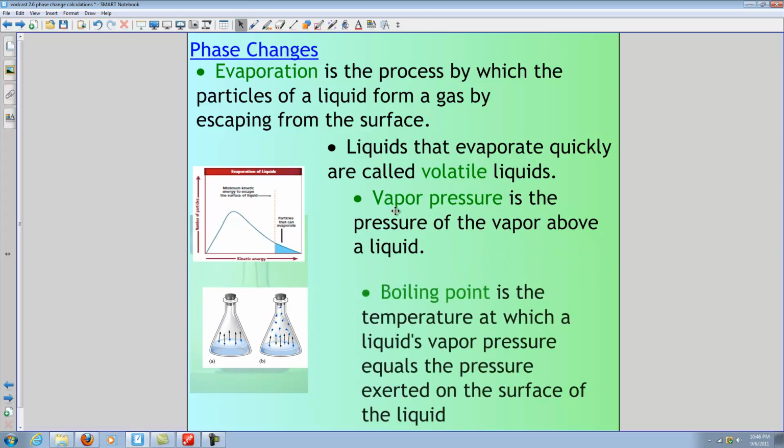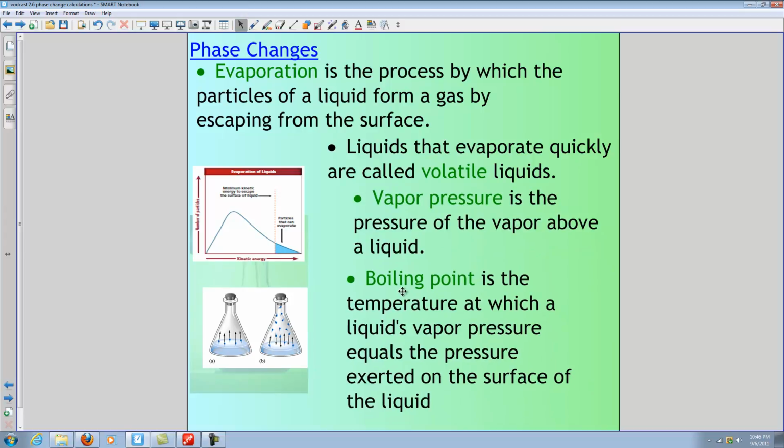And then all of this relates also to the boiling point. What boiling point is, is when the vapor pressure, the pressure of that gas above the liquid, equals the external pressure. And so if the pressure outside is 1 atmosphere, if you're near sea level, then the boiling point of something like water is going to happen at 100 degrees, because at 100 degrees the vapor pressure of water is about 1 atmosphere, which is the same as the external pressure.